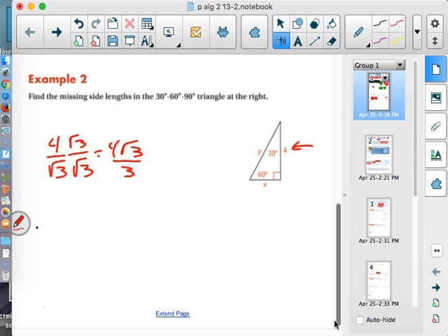That's a big deal, by the way. You look at that and you go, gosh, that's a really ugly answer. But that's a perfect answer. That is a perfect answer for x.